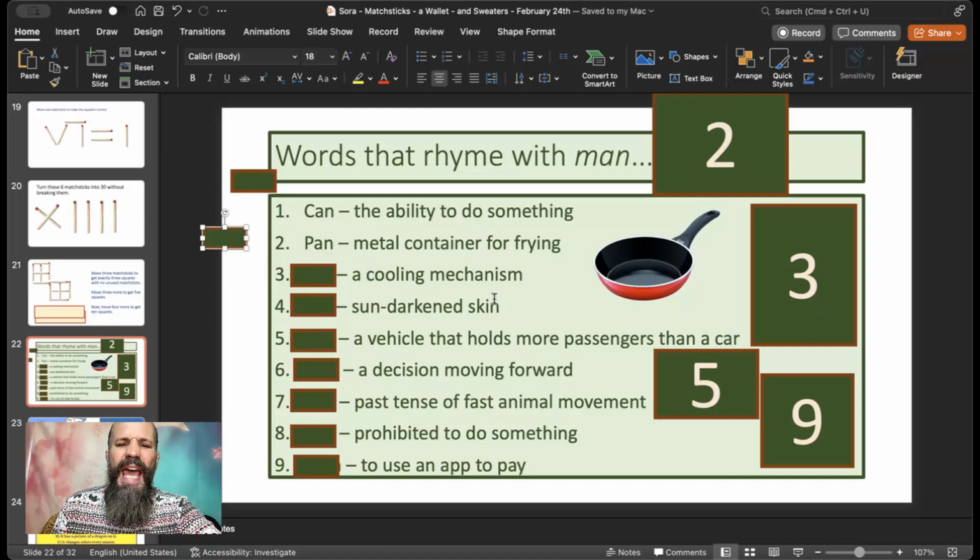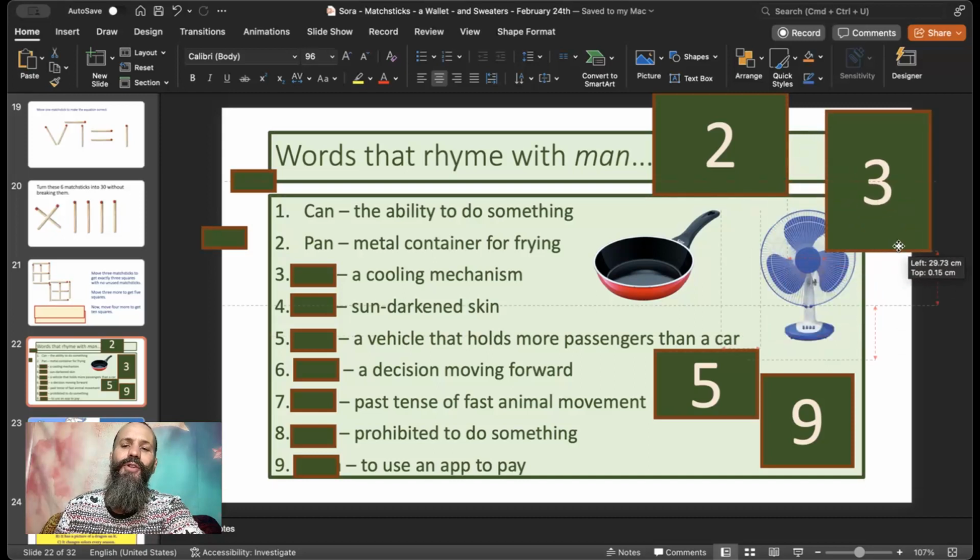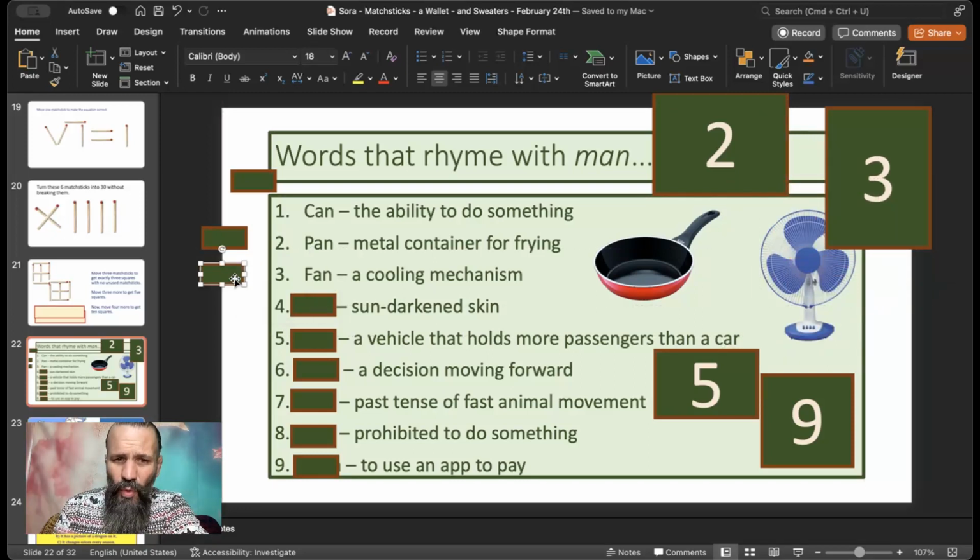It's a pan. A cooling mechanism, something that can help cool you when it's hot. Show you the picture if you don't know. It is a fan, of course. So again, remember, we're rhyming here. Can, pan, fan. Sun darkened skin is a tan.